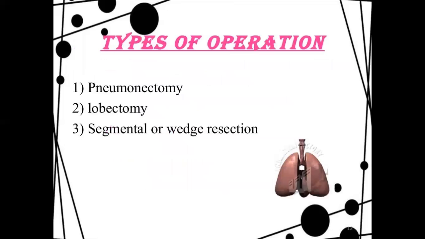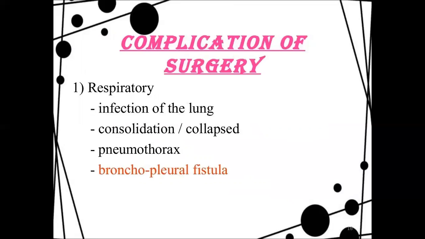Types of operation: pneumonectomy, lobectomy, segmental or wedge resection. Complications of surgery. Respiratory: infection of the lung, consolidation or collapse, pneumothorax, bronchopleural fistula.